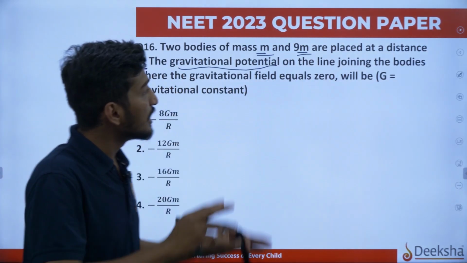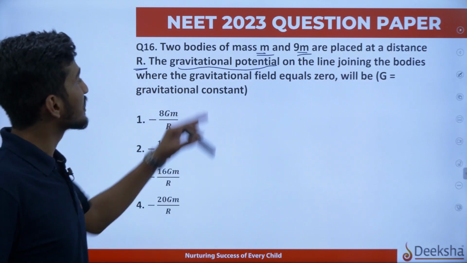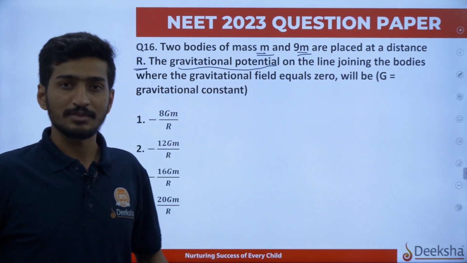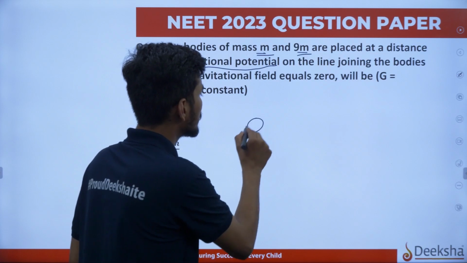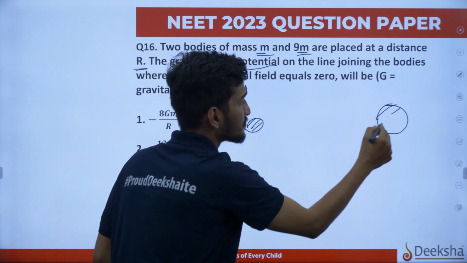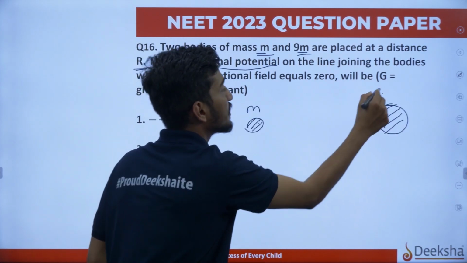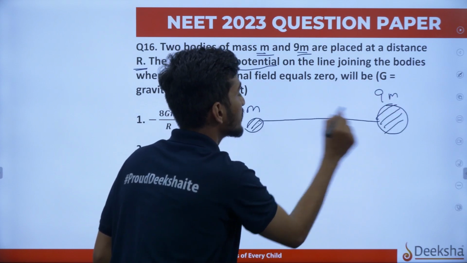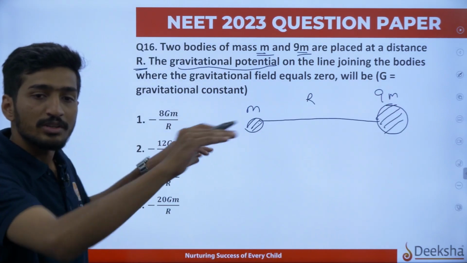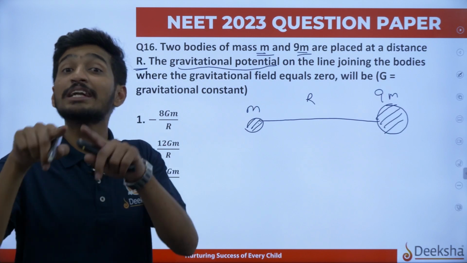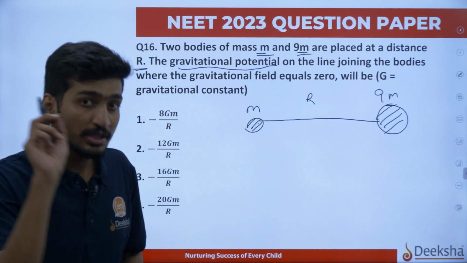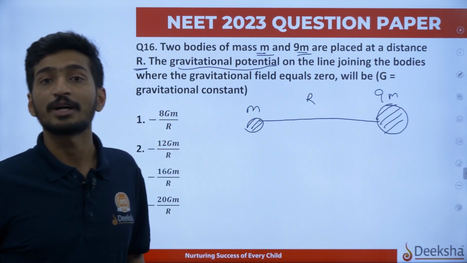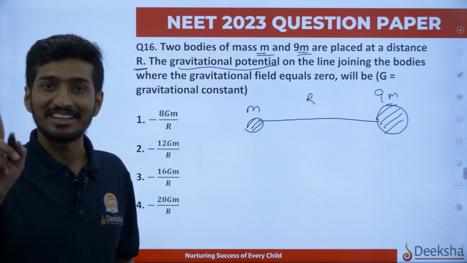Find the gravitational potential on the line joining these two bodies, at the point where the gravitational field should be equal to 0. Basically, these two bodies, m and 9m, the distance between them is r. Somewhere on this line, the gravitational field will be 0. Find that point and find the potential at that point. Understood the assignment? Let's do it.